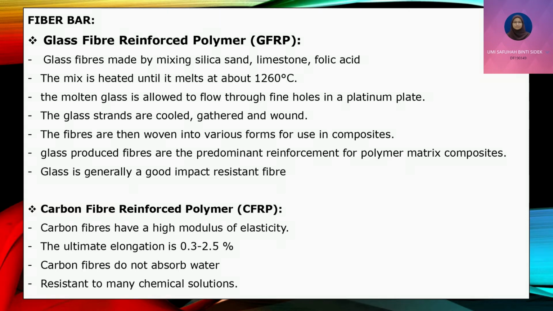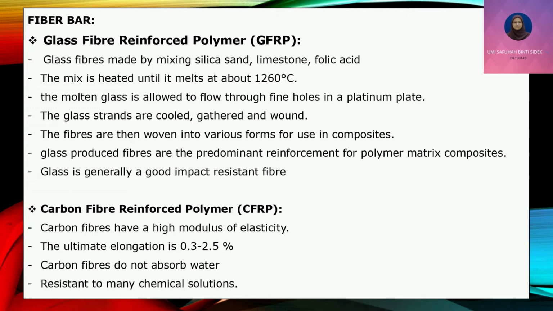Based on an aluminum-lime borosilicate composition, glass-produced fibers are considered the predominant reinforcement for polymer-matrix composites due to their high electrical insulating properties, low susceptibility to moisture, and high mechanical properties. Glass is generally a good impact-resistant fiber, but weighs more than carbon or aramid. Glass fibers have excellent characteristics, equal to or better than steel in certain forms.